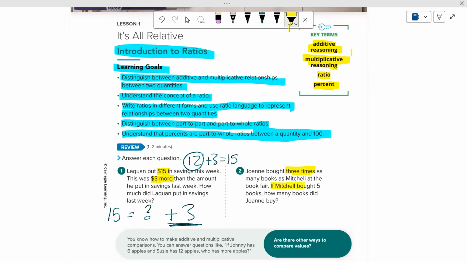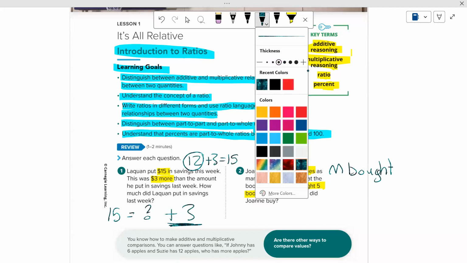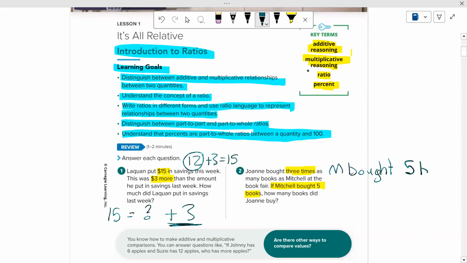So Michelle bought 5 books. Excuse my horrible handwriting today. It's not working well on this pen. 5 books. Joanne buys 3 times as many as Michelle. So that's 3 times 5. So Joanne had to buy 15 books.